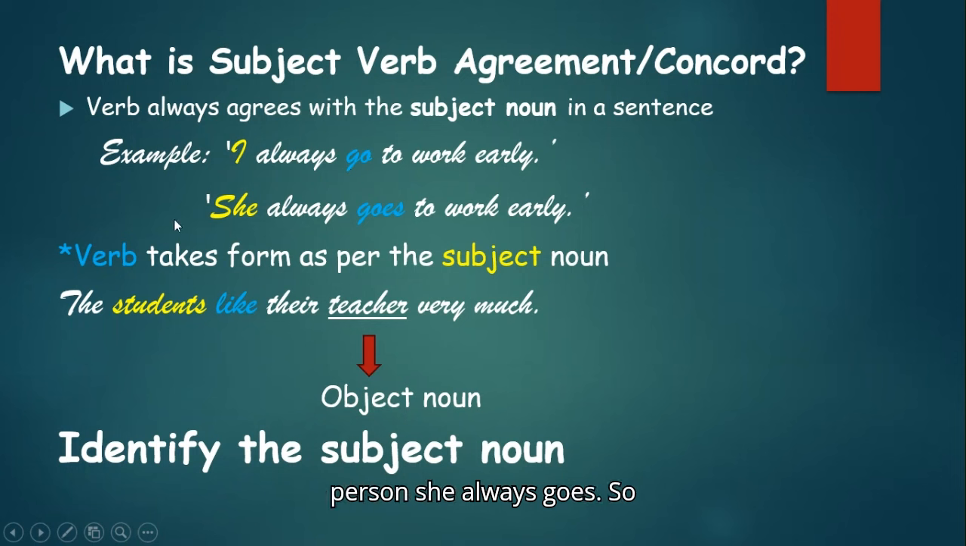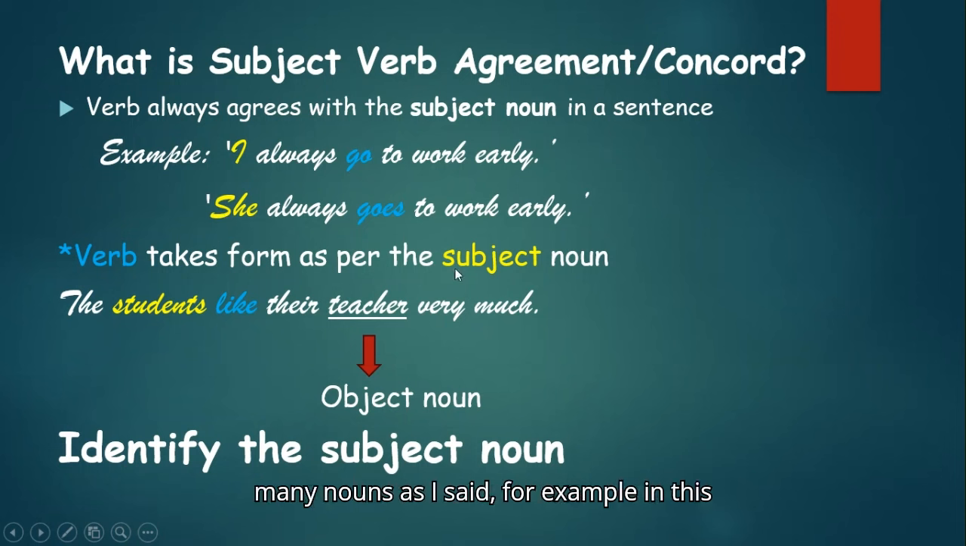In case of third person, she always goes to work early. So we know that with third person, the verb is root form plus s or es. Throughout the discussion, we'll see for convenience the verb in blue color and the subject noun in yellow or orange. So the verb takes form as per the subject noun.